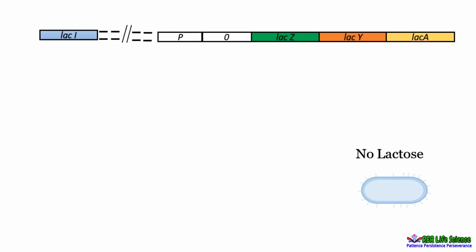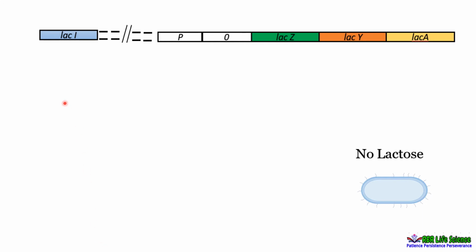When lactose is absent, the lac operon is in off mode. Operon remains repressed by the repressor protein. Let's see how the repressor protein does this process of repression. LacI gene codes for the lactose repressor protein. This repressor gene I is constitutively expressed. That is, the cell continuously makes repressor protein.